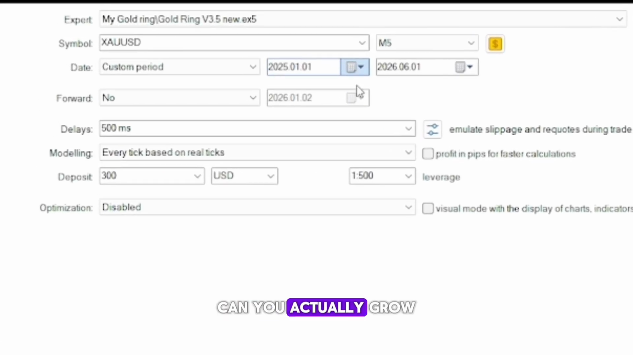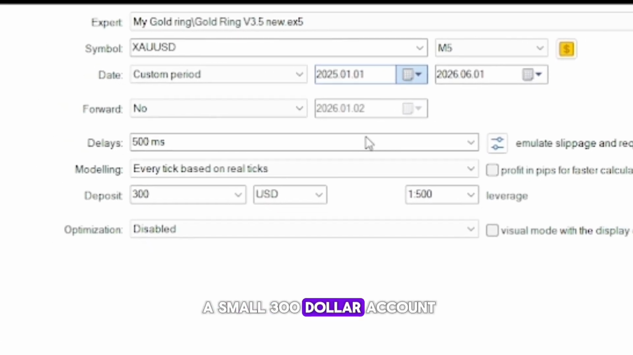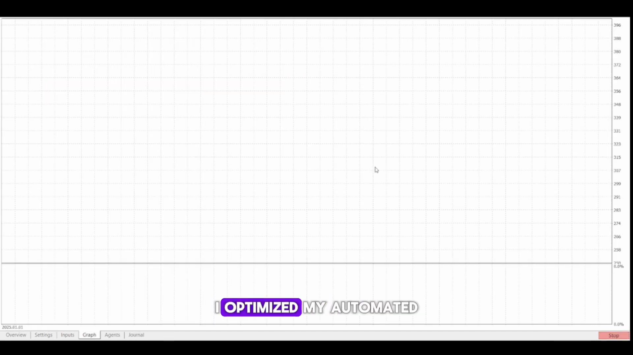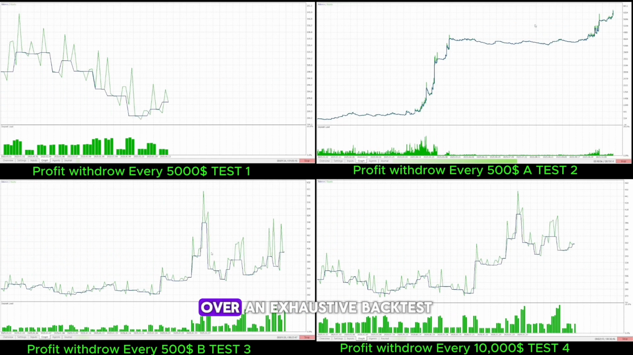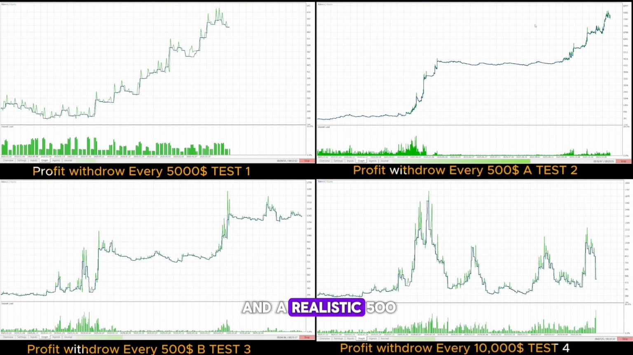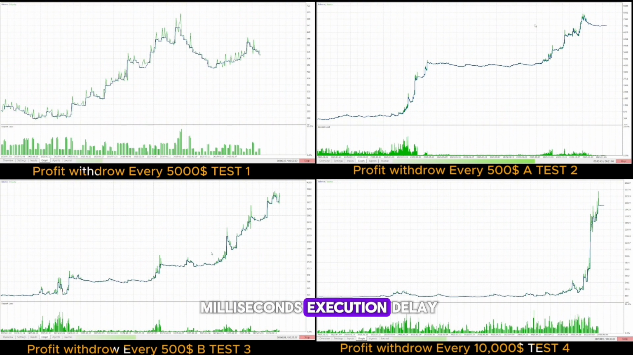Can you actually grow a small $300 account trading gold without blowing it up? Today, I'm showing you exactly how I optimized my automated trading algorithm over an exhaustive backtest using real tick data and a realistic 500 milliseconds execution delay.